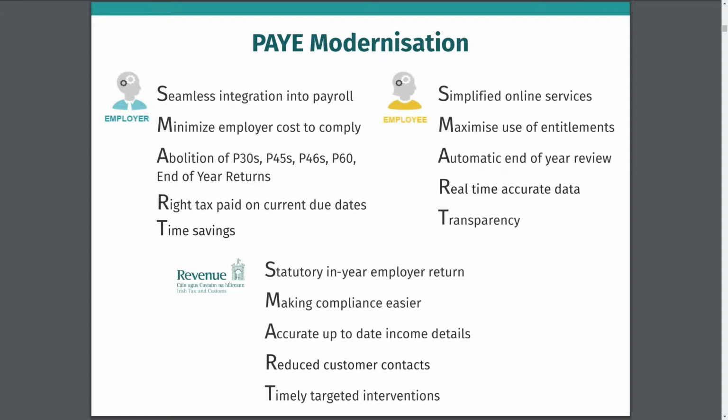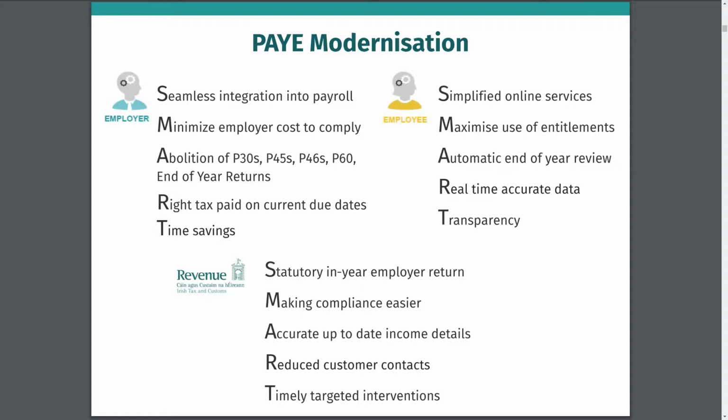We see three main beneficiaries in terms of the new system: the employer, the employee, and obviously ourselves in revenue. For the employer, what we want is for this new system to become part of their day-to-day payroll operating systems and integrate seamlessly with their existing processes. We want to minimise the cost for employers to comply, and at the moment there is a significant administrative burden to manage all of the P-form requirements that employers have to complete during the year and also at the end of the year. So we're abolishing all of those forms, and everything will now be transacted through your payroll system or through the ROS online system.